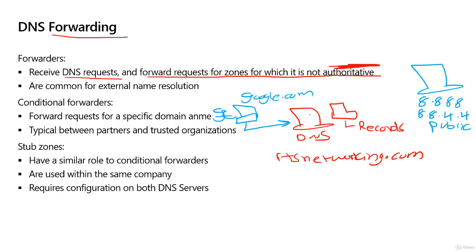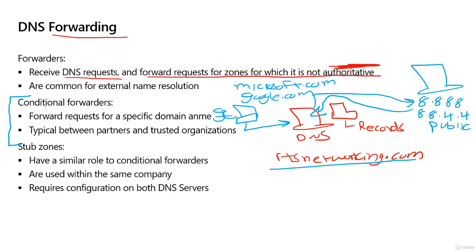So what can happen, I can tell this DNS server, when you get a request for any website like Google, Microsoft.com, anything other than RTS networking, you will simply forward that request to this IP address. This machine will assume responsibility for resolving that name. Once it's resolved, it will pass it back to you. So you'll have complete name resolution for all these things on the internet because your DNS just passes it out to another DNS server. The other type of forwarder is a conditional forwarder.